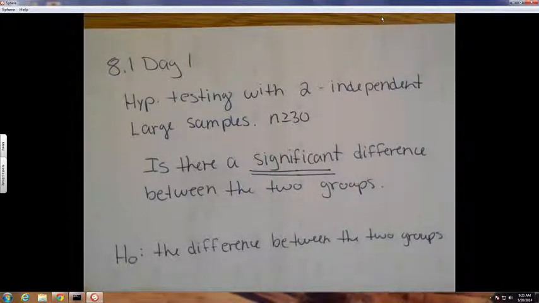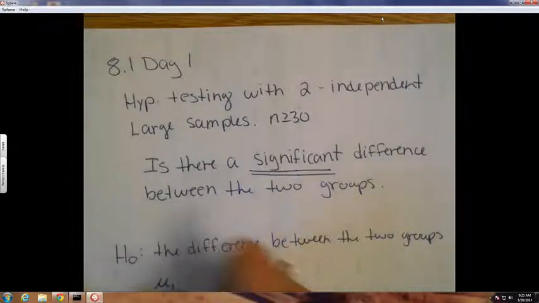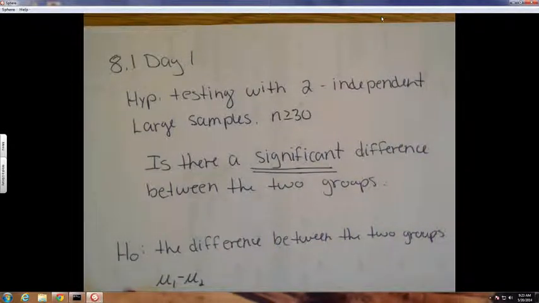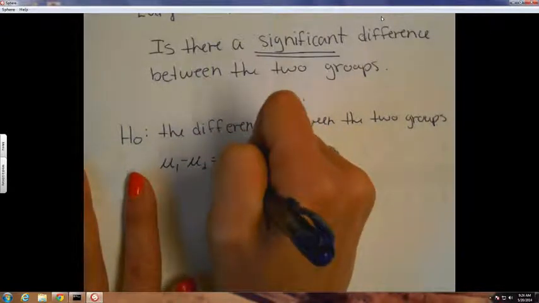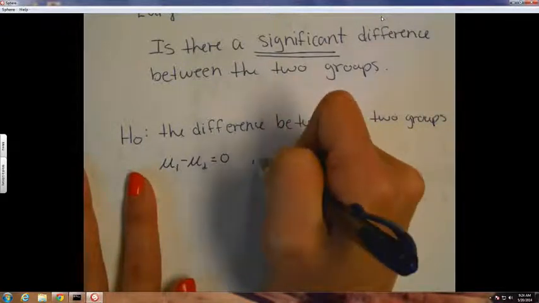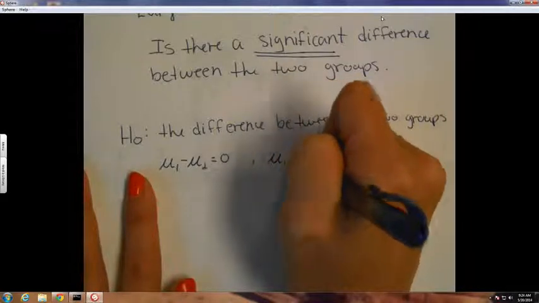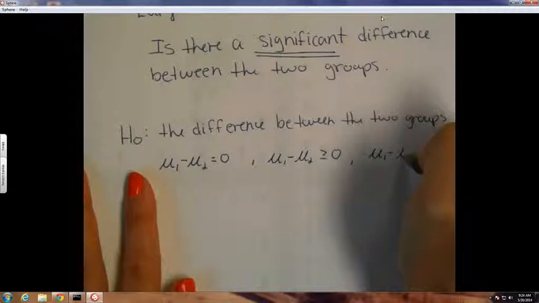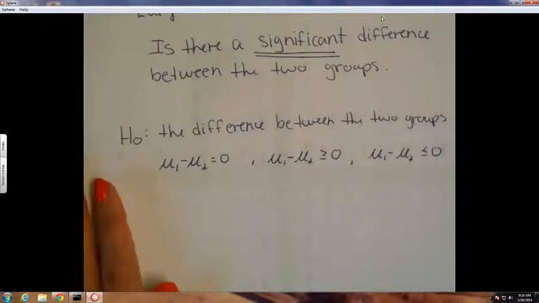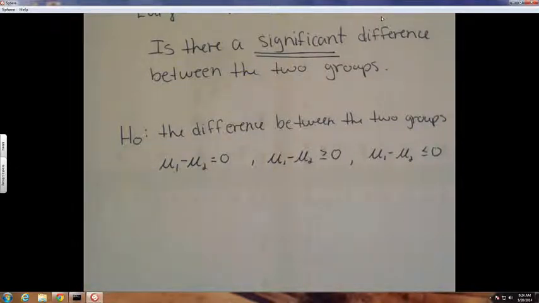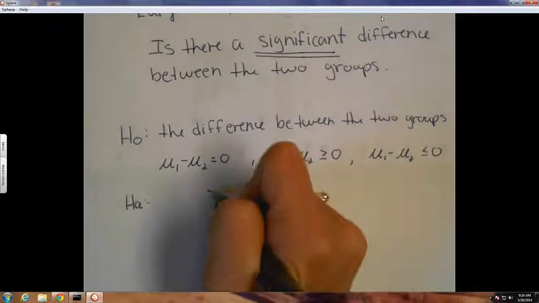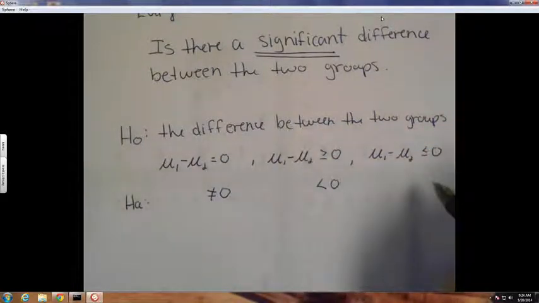And what they're usually going to do, because we're doing means in this first section, I probably should have said that too, is say that mean one minus mean two, the difference, meaning when I subtract them, could equal 0. The difference could be greater than or equal to 0, or what's the third one for H0? Less than or equal to 0. So we're talking about the difference between the two groups. And then the same is true for the Ha, which would just be your other three signs: the not equal to 0, the less than 0, and the greater than 0.